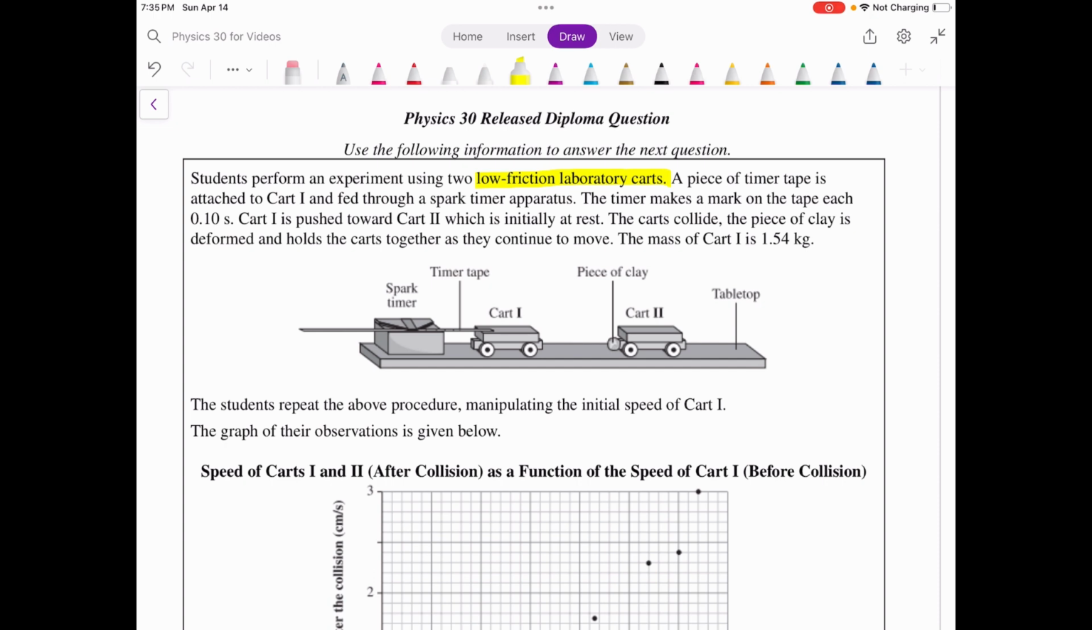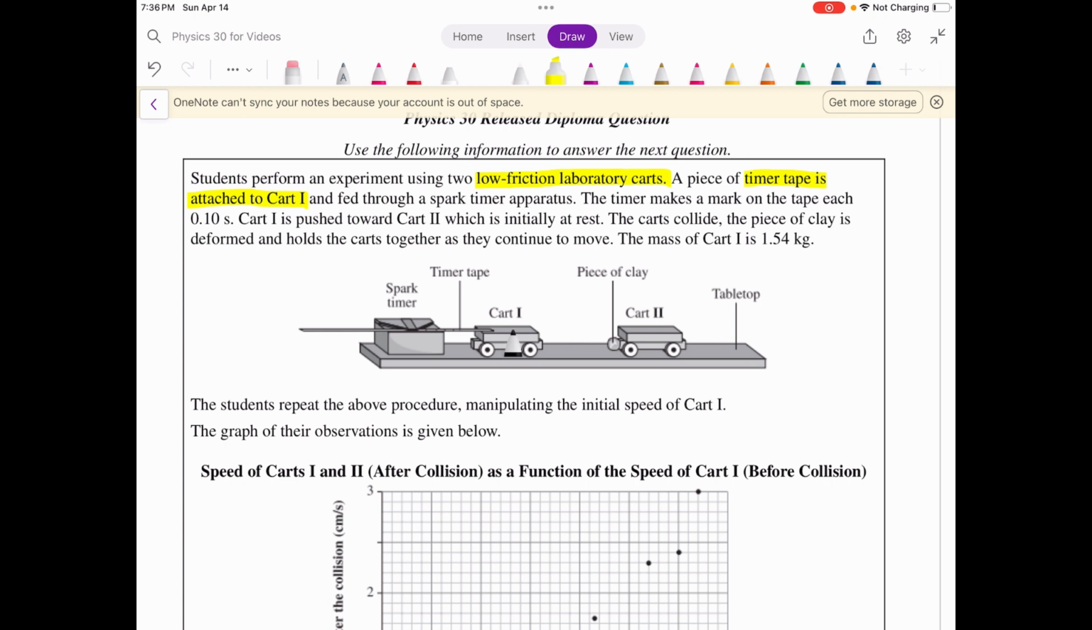All right. A piece of timer tape is attached to cart 1. Timer tape is tape that essentially allows you to record how fast something was moving. When I teach physics in person, we use this all the time. I do a lab very similar to this, actually. In fact, pretty much the same lab. Unfortunately, online, I can't assume that you have one of these sitting in your house, so I can't make you do it. But it's a spark timer, so what it does is it just goes tick, tick, tick, tick, and it marks the tape. And the tape you can see is attached to the cart.